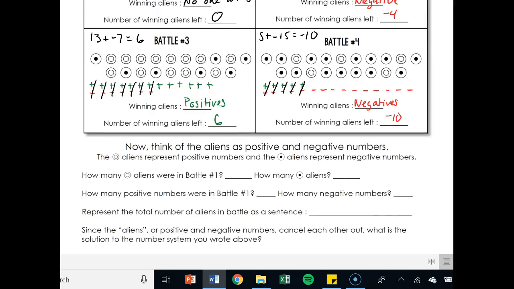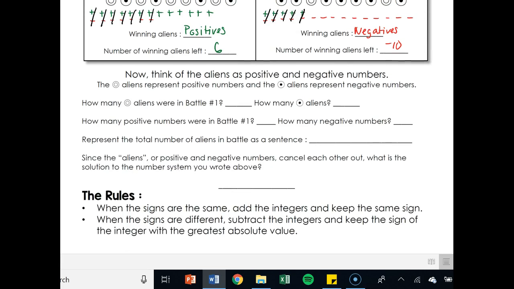All right, so now if we take a look at this, we can figure out our rules. So again, the O aliens represent positive numbers, and the dot aliens represent negative numbers. So how many positive aliens were in battle 1, and how many negatives? You'll notice we had 10 positives and 10 negatives. So how many positive numbers were in battle 1? 10. And how many negatives? 10.